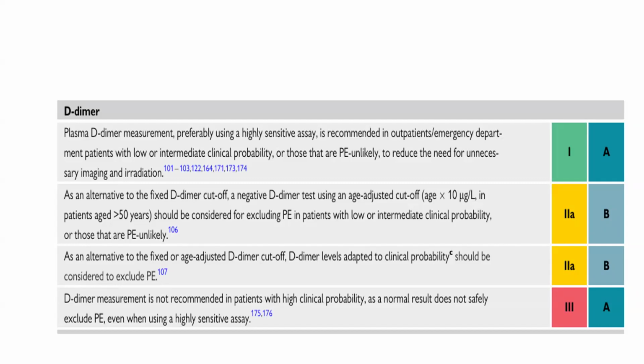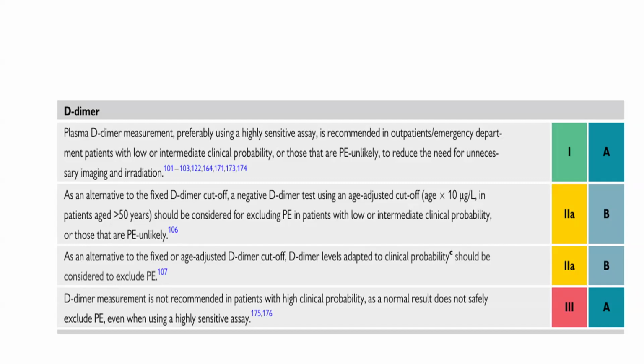As an alternative to a fixed or age-adjusted D-dimer cutoff, D-dimer levels adapted to clinical probability should be considered to exclude PE. D-dimer measurement is not recommended in patients with high clinical probability, as a normal result does not safely exclude PE even with a highly sensitive assay. So in those patients who are at high risk of pulmonary embolism, D-dimer doesn't carry any importance. But those who fall in the category of intermediate and low clinical probability, we can send D-dimer.